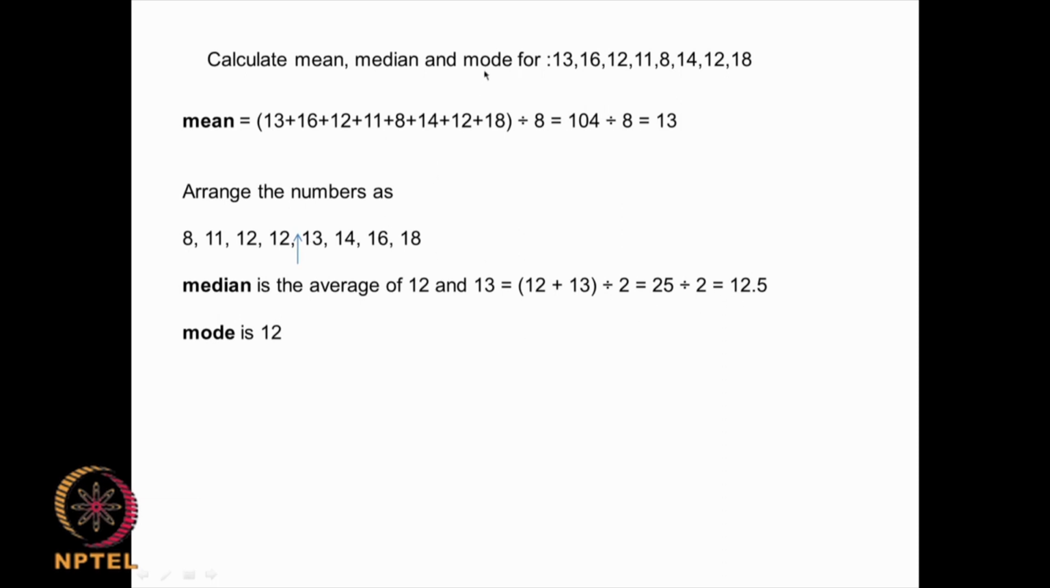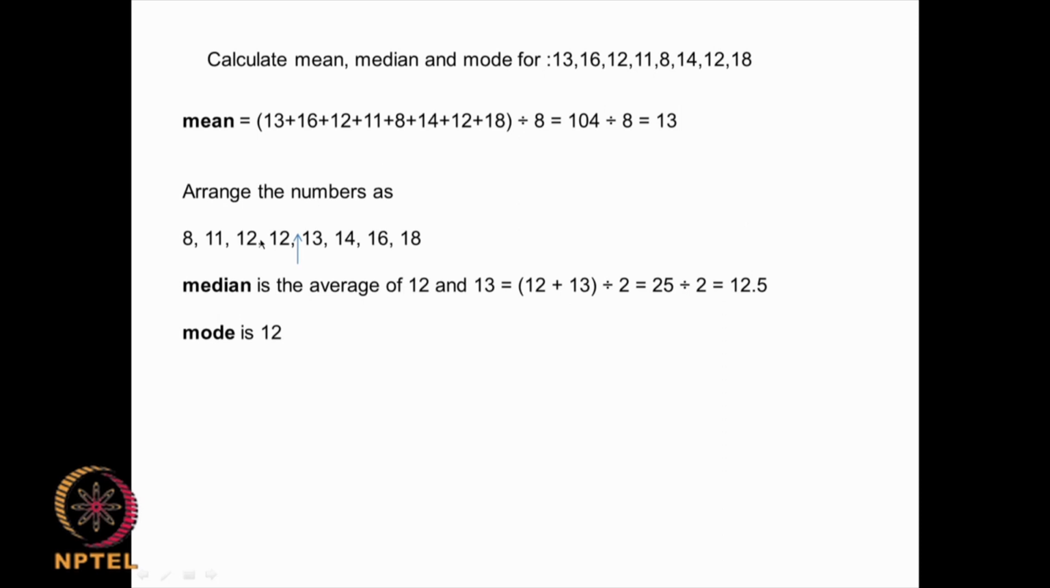Okay. Now what is mode? Mode is nothing but the value which comes more often. Okay, for example, it is centered around that value. If you look at this data set 8, 11, 12, 12, 13, 14, 16, 18, okay, we find 12 as more common, or the distribution is centered around this. So the mode is 12 in this case. So this particular data set we have a mean of 13, median of 12.5 and mode as 12.